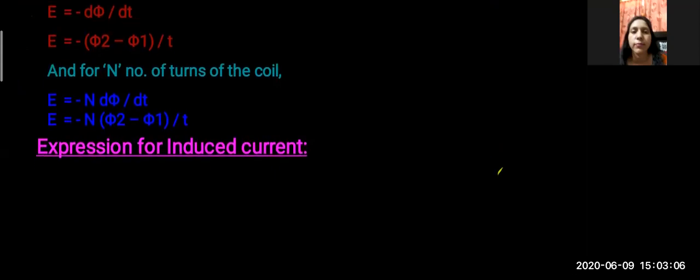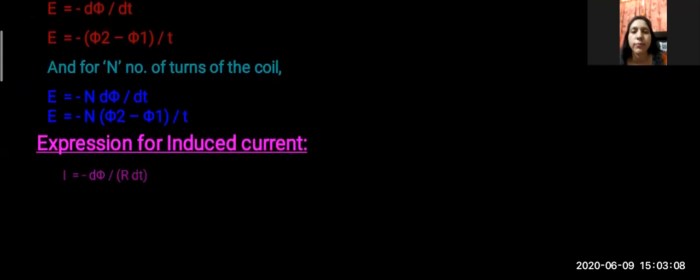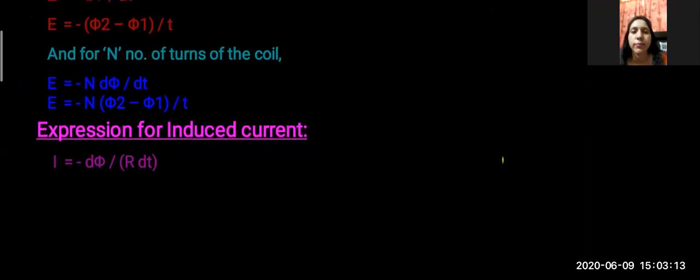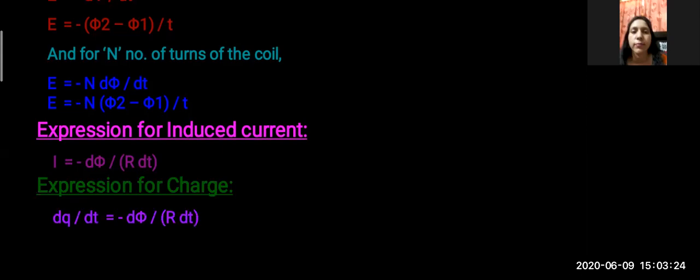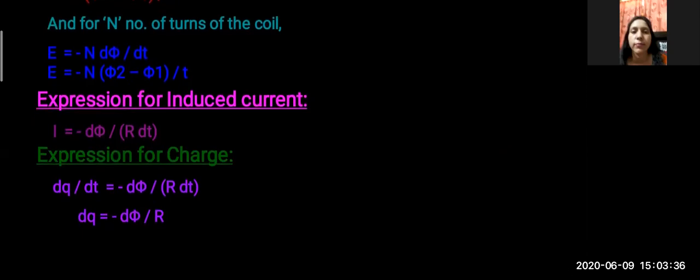Now how to find the induced current? We know that E equal to IR. From this, I equal to minus d phi over R dt. Here I is the induced current. Expression for the charge: we know that I equal to dq over dt. From the above equation, dq over dt equal to minus d phi over R dt, or we can write dq equal to minus d phi over R.